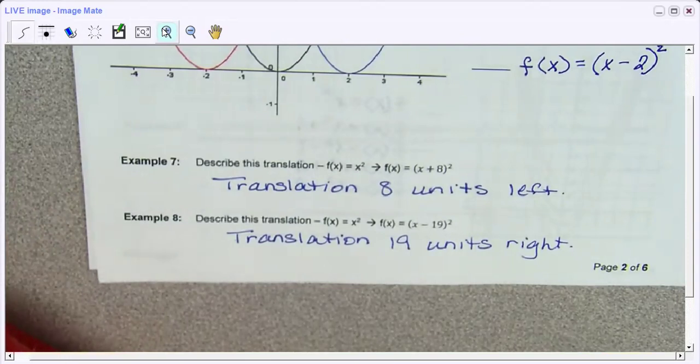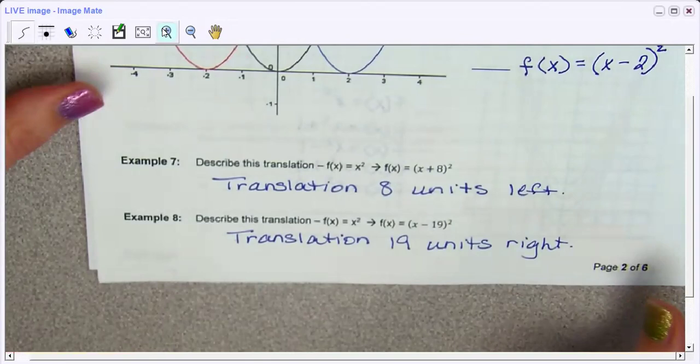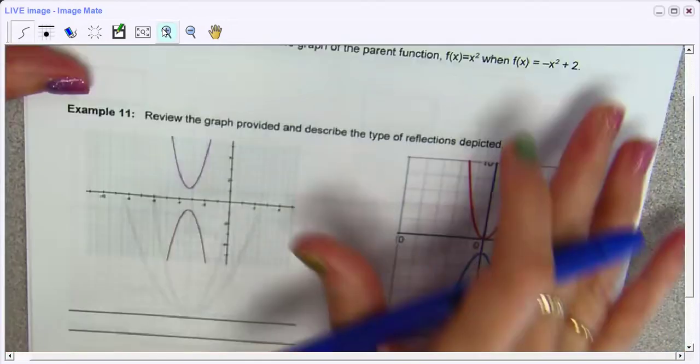If you write the units, how would that be like a stretch or compression? I'm just saying if you said 8 units left, that would be fine. But what I want is for you to use the vocabulary. So I want you to do the translation, say translation. All right, moving on to page 3.